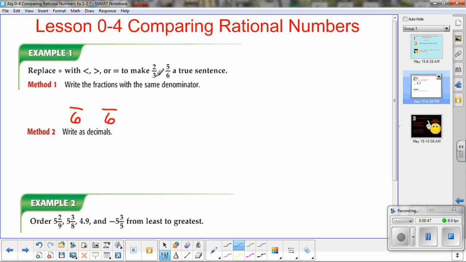In order to get the 3 to become a 6, we had to multiply it by 2. So we have to also multiply the numerator by 2. 2 times 2 is 4. And the second fraction is going to just stay a 5/6. 4/6 is smaller than 5/6, so we're going to put a less than. So if I were to answer this question, 2/3 is less than 5/6.